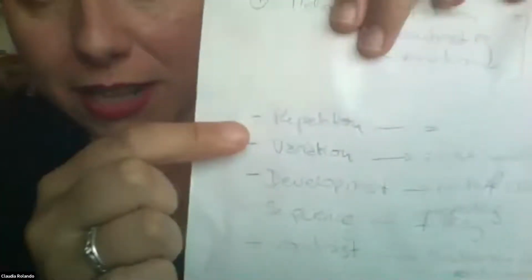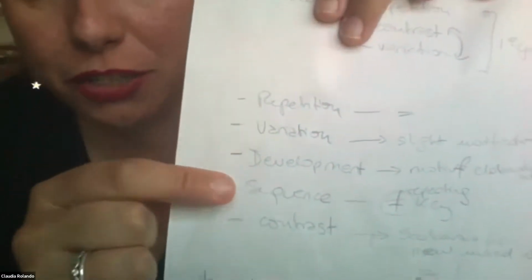Also, if you go to the melodic motif, these are the five things that I told you: repetition, variation, and so on. These are the five things you're going to use. And this is a great idea.